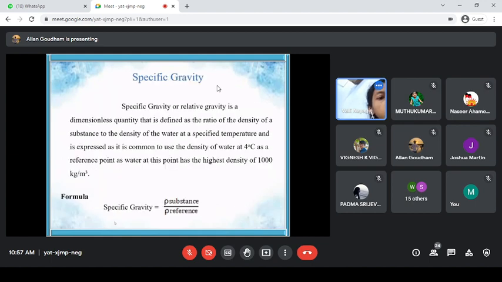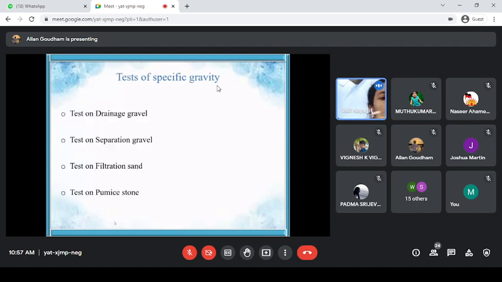Specific gravity. Specific gravity or relative density is a dimensionless quantity that is defined as the ratio of the density of the substance to the density of water at the specified temperature. And the specific gravity formula is the density of the substance over the density of the reference. Test of specific gravity: drainage gravel, separation gravel, filtration sand, pumice stone, all these materials are having the specific gravity test for this project.